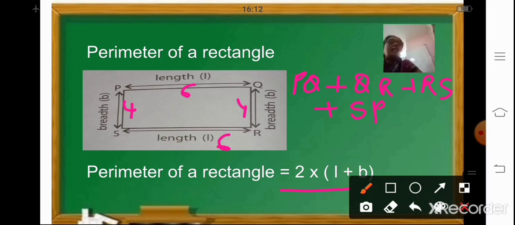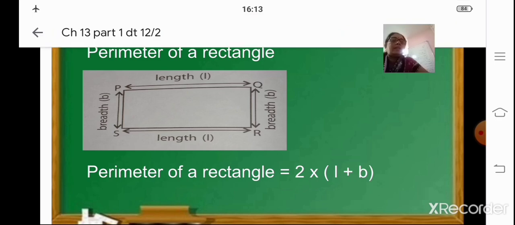So the longer side of a rectangle is called the length and the shorter side is called the breadth. Both the opposite sides of a rectangle are equal, so we will be adding 2 times length and 2 times breadth. When we write the formula, we will write it as 2 into length plus breadth.